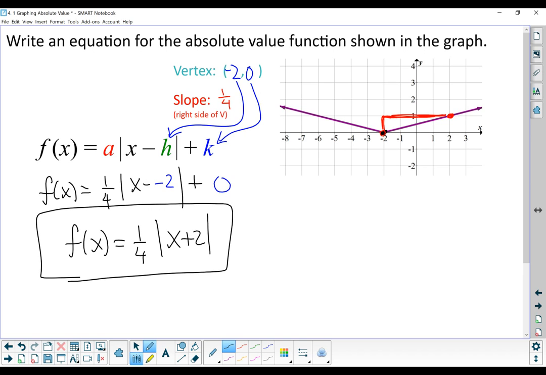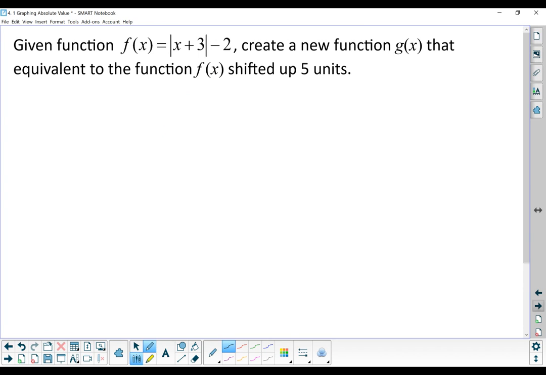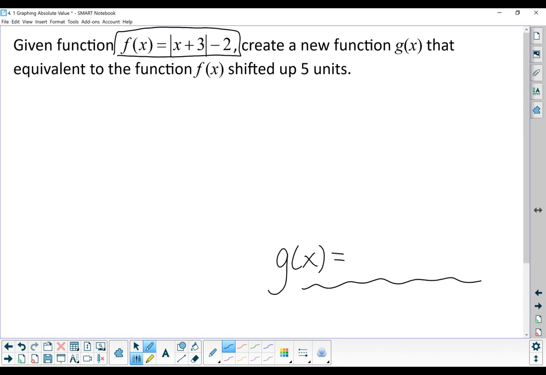So there's our function. Okay, we have one last type of problem where it says here's a function, so it gives us this f of x function. It wants us to create a new function g of x, so that's our goal, is to write the equation for g of x, and it says that g of x is equivalent to f of x. It's just been shifted up 5 units. So for some students, the best way to think through this is to kind of visualize what happened.